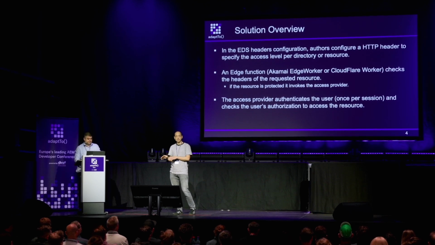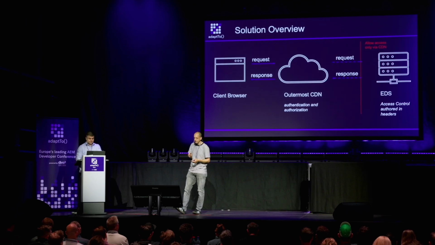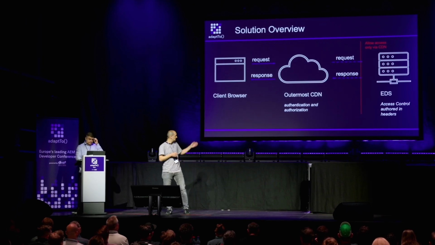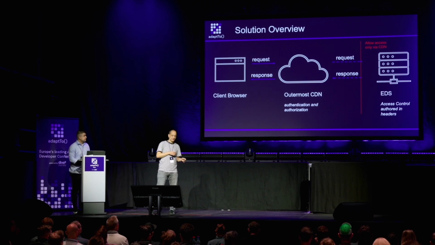We then check this header in an edge function, and if it's public, we just serve it. If it's protected, we invoke an access provider. The access provider authenticates the user once per session, and on every subsequent request, we authorize the user's access to the resource. This is what this looks like in a graphical representation.